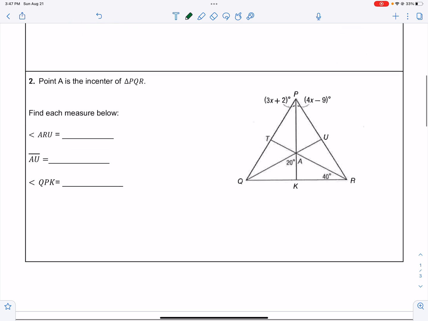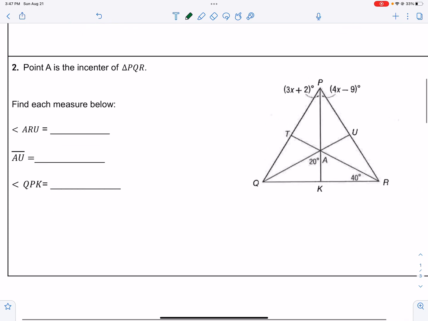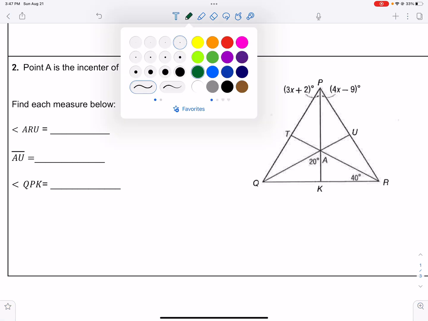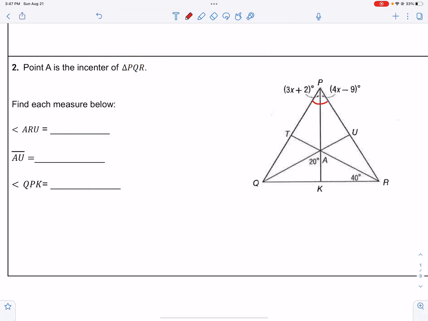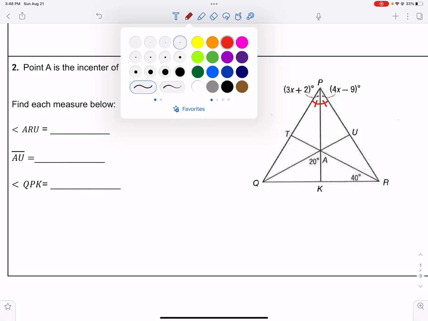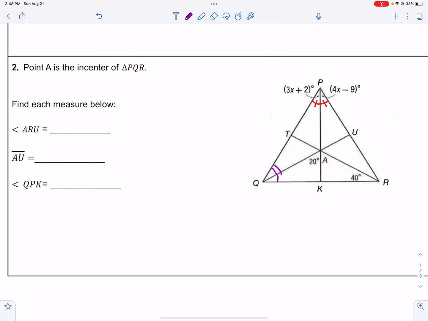Let's take a look at number 2. Number 2 says point A is the incenter of triangle PQR. So if you remember from our constructions, the incenter is made up of the angle bisectors of a triangle. So we know in each corner of this triangle, these angles would be congruent to each other. They are bisected. So for instance, we know those are both going to be 40 degrees right there.